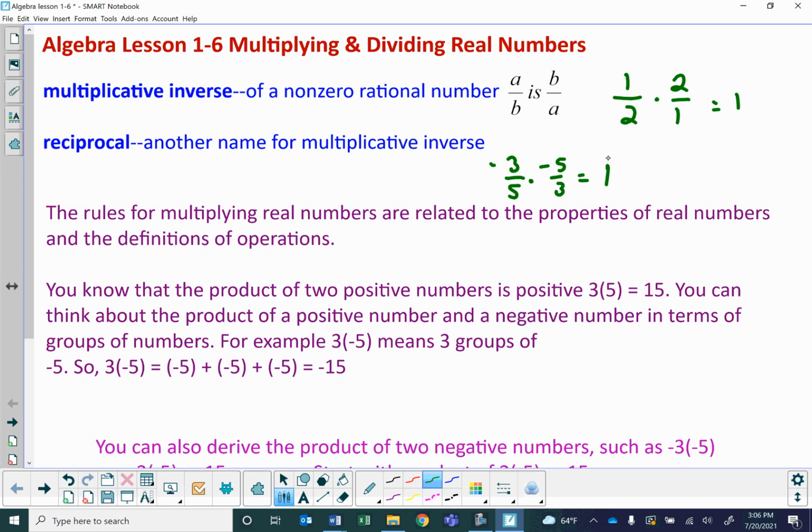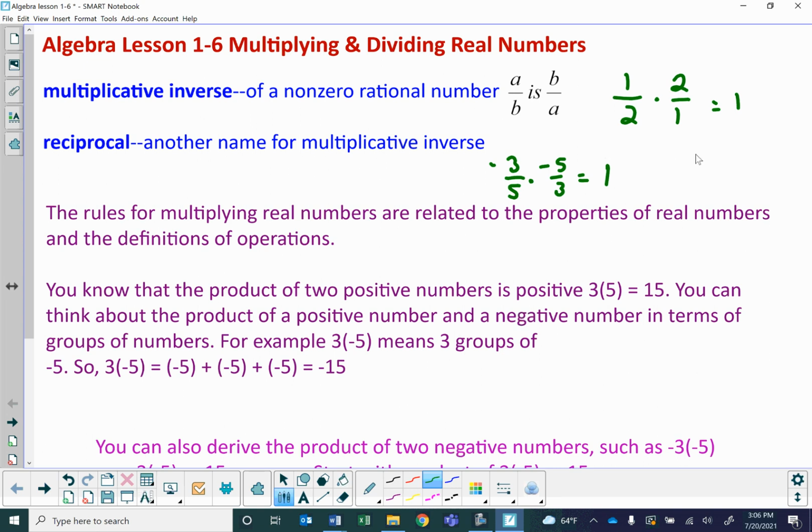So the rules for multiplying real numbers are related to the properties of real numbers and the definitions of operations. You know that the product of two positive numbers is positive. 3 times 5 is 15. You've been doing multiplication of positive numbers probably since 3rd or 4th grade. You can think about the product of a positive number and a negative number in terms of groups of numbers. For example, 3 times negative 5 means 3 groups of negative 5. So 3 times negative 5 is the same thing as negative 5 plus negative 5 plus negative 5. And we know the rules for addition tell us if the signs are the same, we keep the common sign. So negative 5 plus negative 5 plus negative 5 is negative 15.